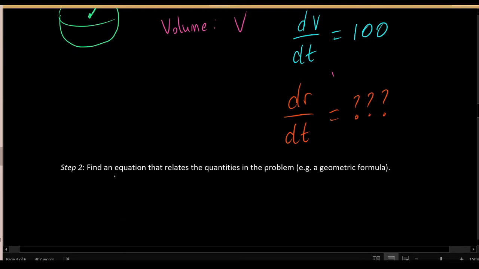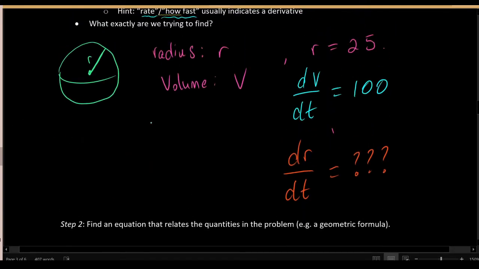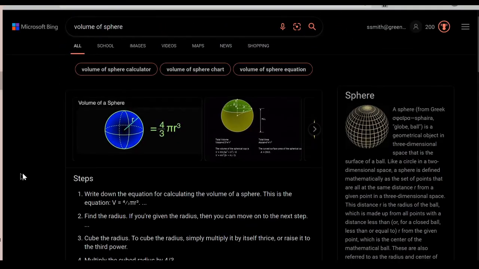Step 2, find an equation that relates the quantities in the problem. What often will occur is that the equation that you need is a geometric formula. For example, we were given the very important information that this balloon was spherical. And there's a formula for the relationship between the radius of a sphere and the volume. Now it's super easy to forget geometric formulas. When in doubt, I usually just Google it to see if I can find a formula which is appropriate.